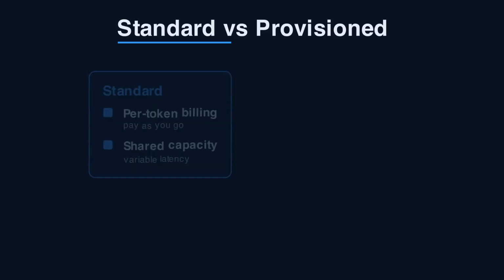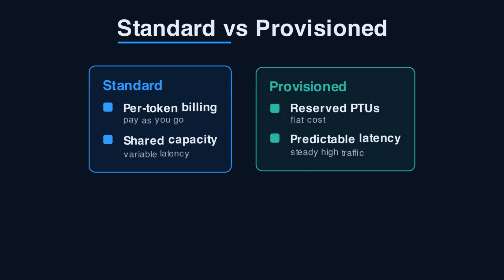Now the key decision, which deployment type? Standard is pay-as-you-go, billed per token, with shared capacity and quota expressed in tokens per minute. It's ideal for variable or early-stage workloads. Provisioned Throughput (PTU) reserves dedicated capacity for predictable latency and a flat hourly or monthly cost. You buy throughput units upfront.